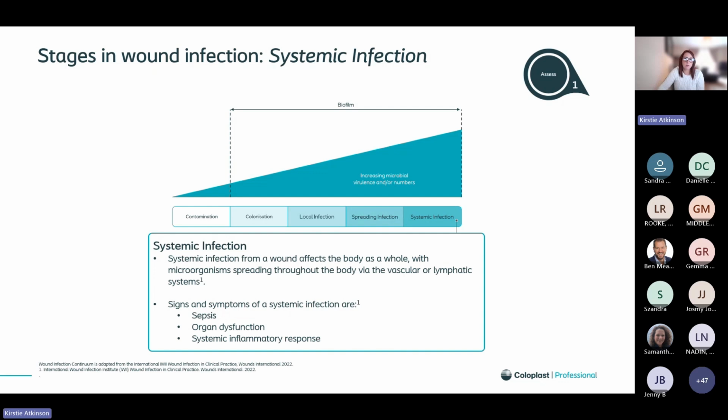And then you've got your systemic infection. So this is the fifth stage, and this is basically you're looking out for the signs and symptoms of sepsis. So it's not just in the wound now, it's gone into the lymphatic or the vascular system and spread throughout the body as well. So there's a proper host response now to the wound infection.